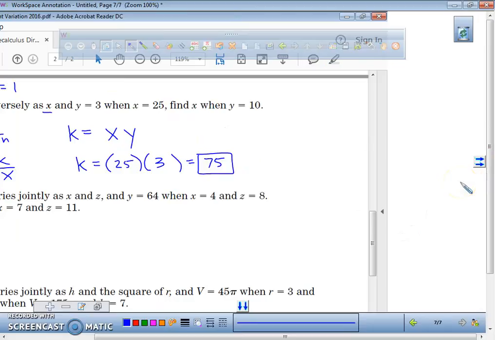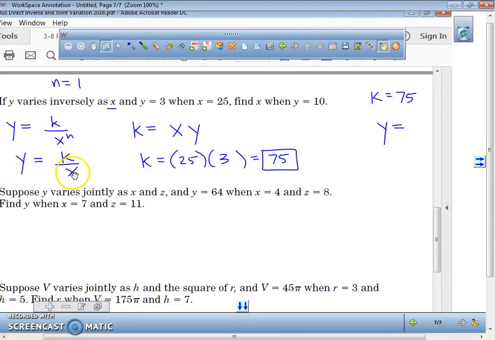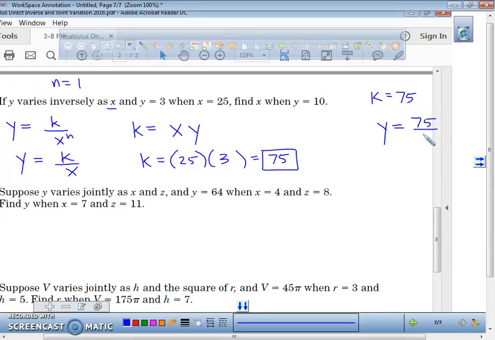So, remember we have 3 answers, right? One of our answers is k, so we put k is equal to 75, and k is our constant of variation. Now we have our formula as well, because I said y equals k over x. y is equal to our constant over x, and we found our constant. So what's our equation? y equals 75 over x is our equation, because it asks us to solve for our equation. So if we solve for k, we have our equation.